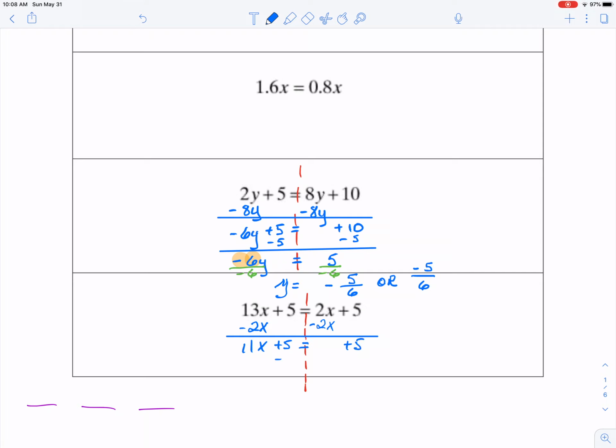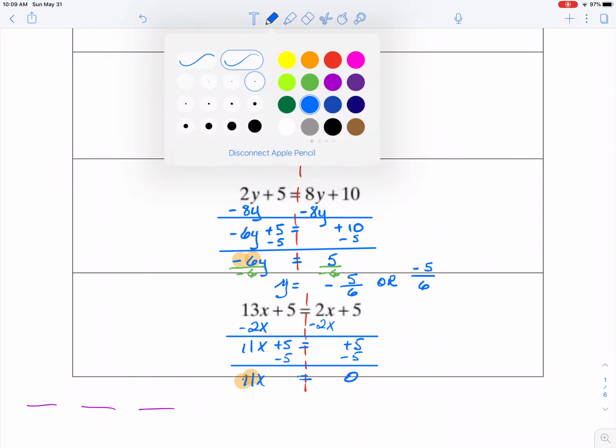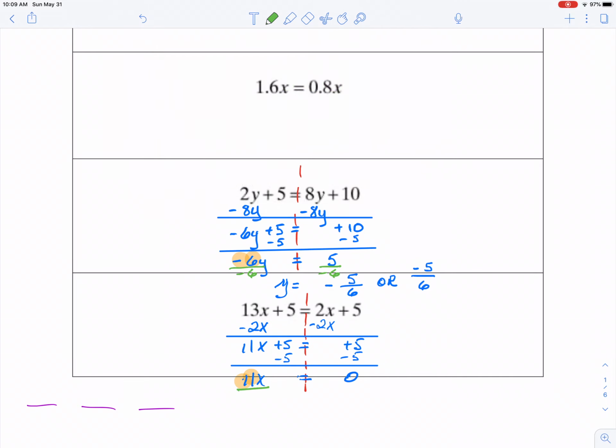And then I'm going to do the same thing with the constant. I want to move that 5 from the left side over to the right side by subtracting it. You'll notice how I'm using opposite operations. Notice I'm getting a 0 there. And then for my last step, remember we always divide by whatever this numerical coefficient is in front of the variable. So you're going to see me dividing both sides by 11.